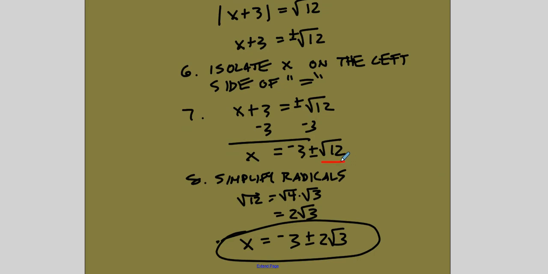However, you can simplify this particular radical because square root of 12 is square root of 4 times square root of 3, but square root of 4 is 2, so this is 2 square root of 3. So my final answer in simplest radical form is negative 3 plus or minus 2 square root of 3.